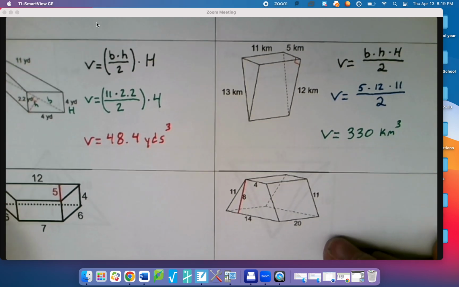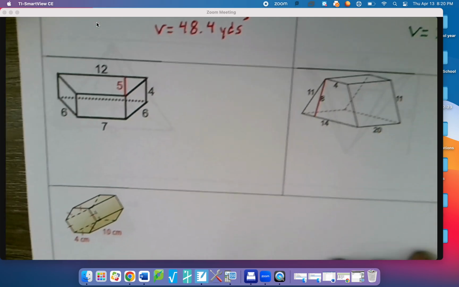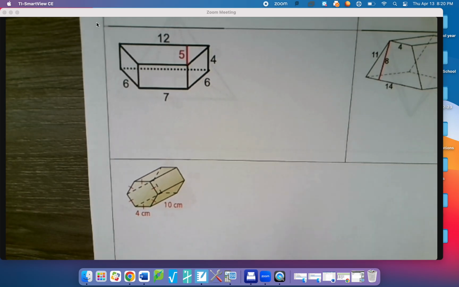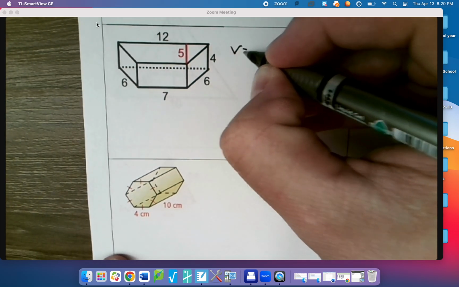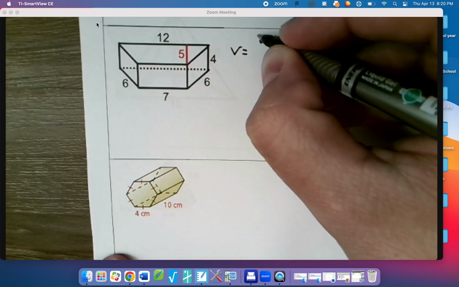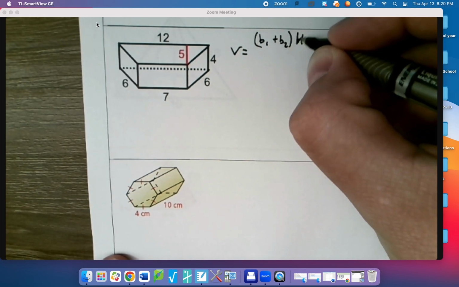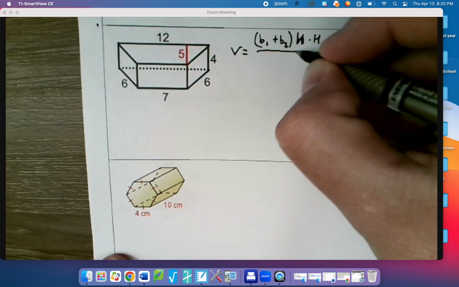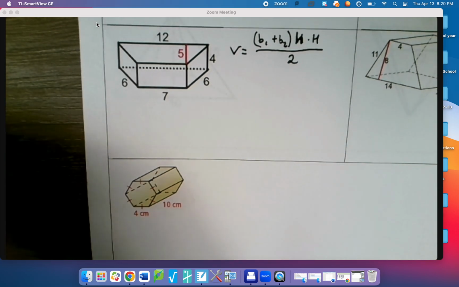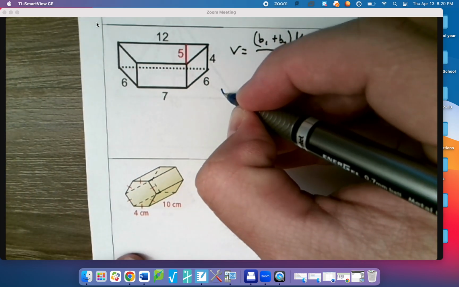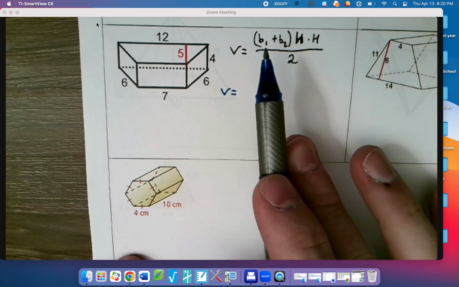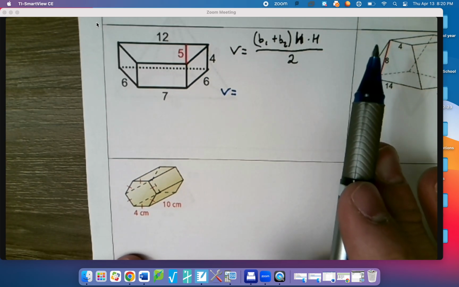The next 2 shapes are our trapezoidal prisms. So let's start with this one right here on the left. Trapezoidal prism. Volume is equal to base 1 plus base 2 times the height, little height, times big height, divided by 2. So again, I wrote it in kind of the new style. The only thing you got to be careful with the trapezoidal prism is that this addition has to happen before we do any multiplication at all.